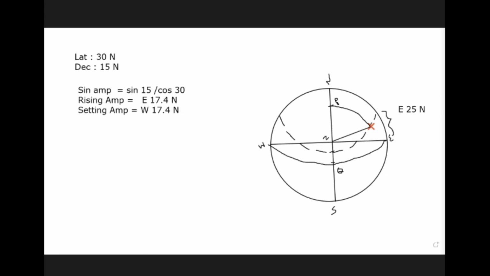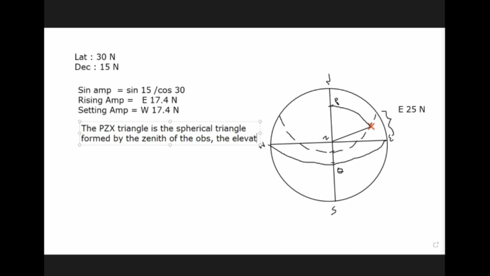So in the PZX triangle, the PZX triangle is the spherical triangle formed by the zenith of the observer, the elevated pole, or just make it pole, don't confuse it, the pole and the celestial body.